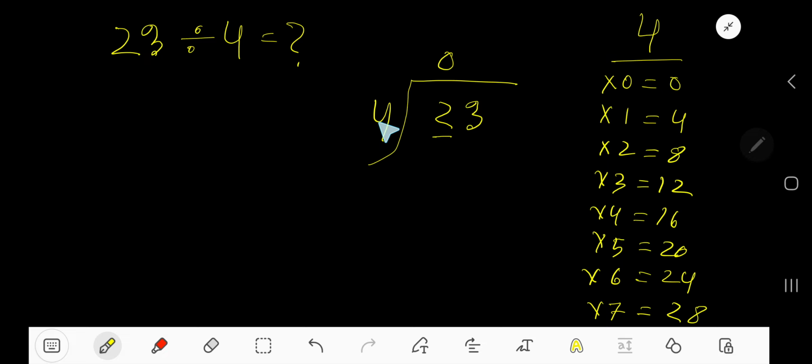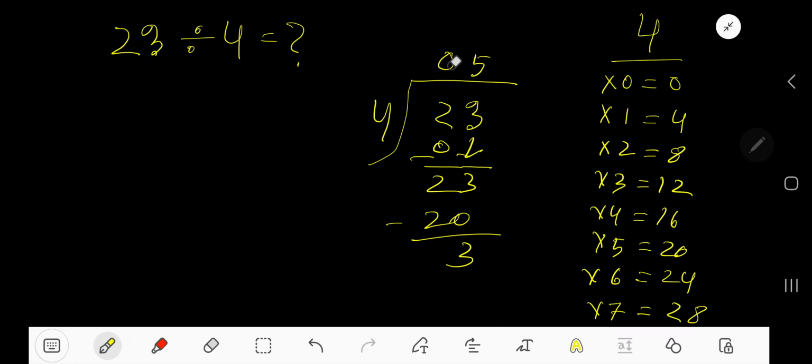0 times, as 2 is less than 4. 0 times 4, 0. Subtract 2, bring down this digit, 23. 4 goes into 23 how many times? 6 times is 24, which is greater, so 5 times. 5 times 4, 20. Subtract 3. So our answer is 0, 5 means 5, remainder 3.